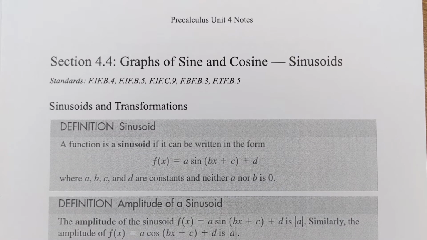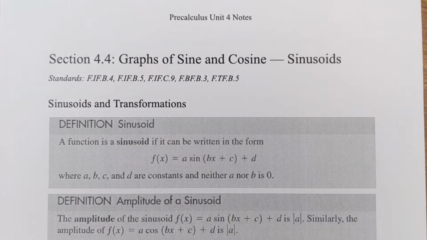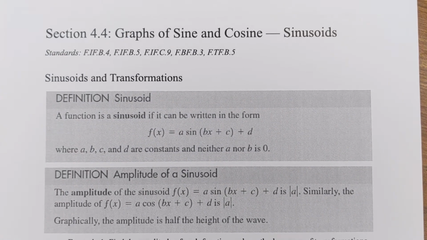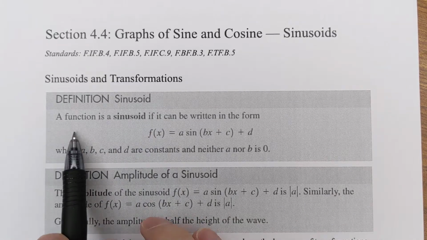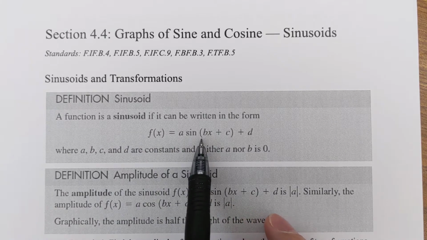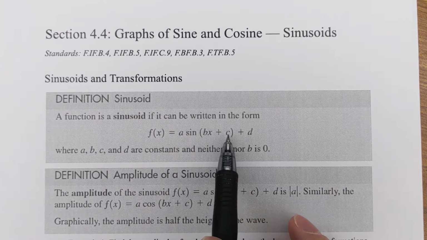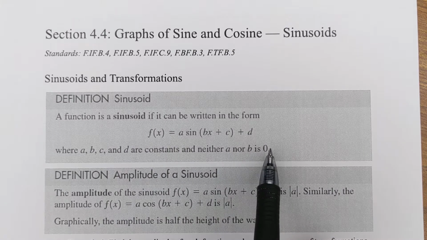All right, so here are the notes for section 4.4, the graphs of sine and cosine, or sinusoids. So we've got here sinusoids and transformations. So first, the definition of what a sinusoid is. A function is a sinusoid if it can be written in the form f of x equals a sine of bx plus c, plus d, where a, b, c, and d are constants, and neither a nor b is 0.